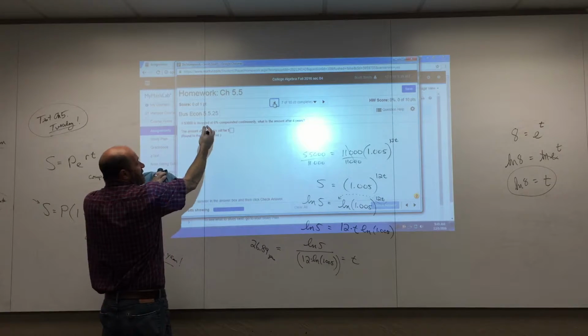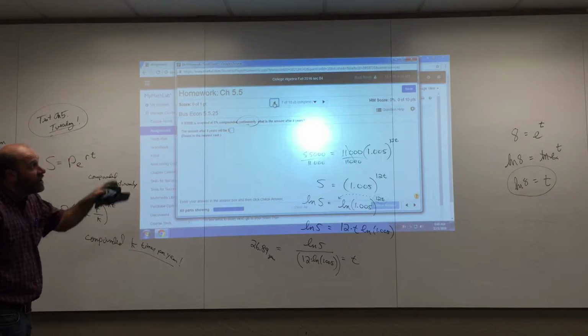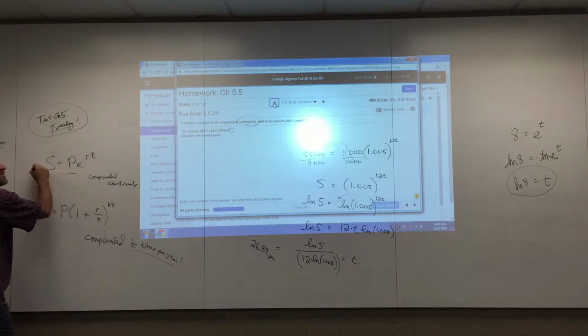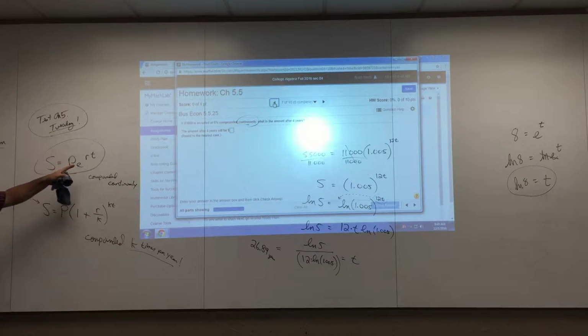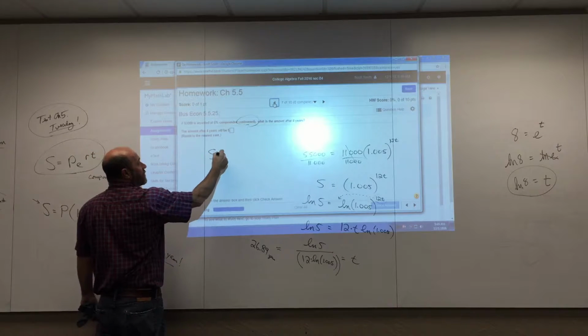It says I got 3,000 invested, 6%, compounded continuously. You got to look for the little word. That little word tells you use this formula. And then I don't even think I'm solving for t in this one. I think I'm just plugging in. Let's see how easy this is. I think I'm looking for A.